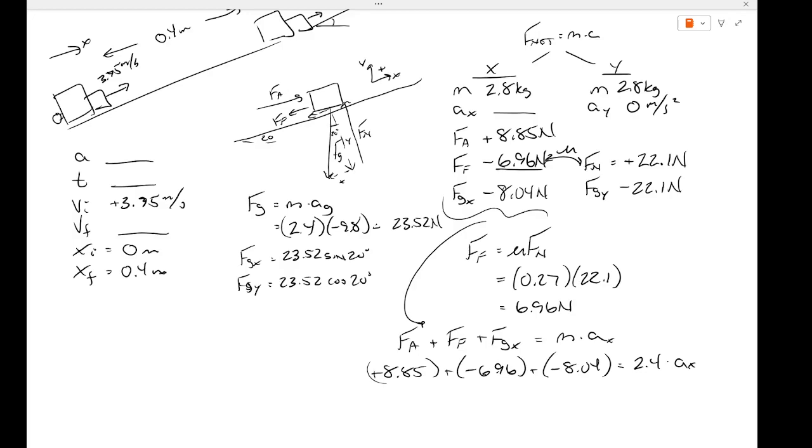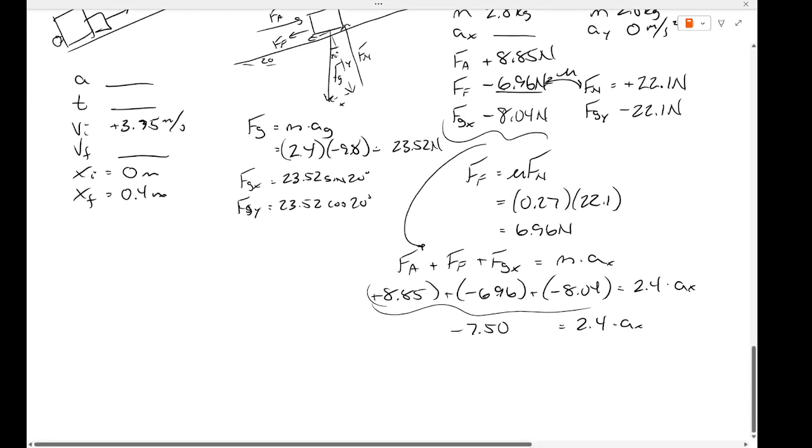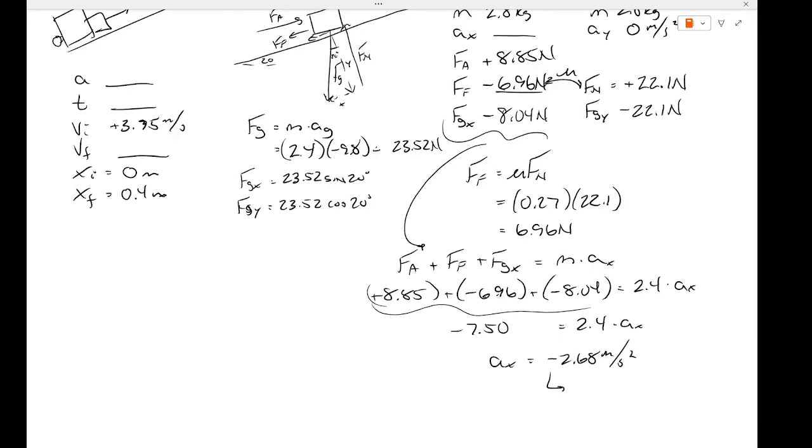The net force, if I add all these up, I get negative 7.50 as my net force, which causes the 2.4 kilograms to accelerate. I'll get rid of the unit so we're consistent here, times the acceleration. And when I divide by 2.4, I get an acceleration that ends up becoming negative 2.68 meters per second squared. That just means it's acting down the ramp, which means it's going to slow this cart down. And so we can put this over here, negative 2.68 meters per second squared. And with that, we can find the final velocity.